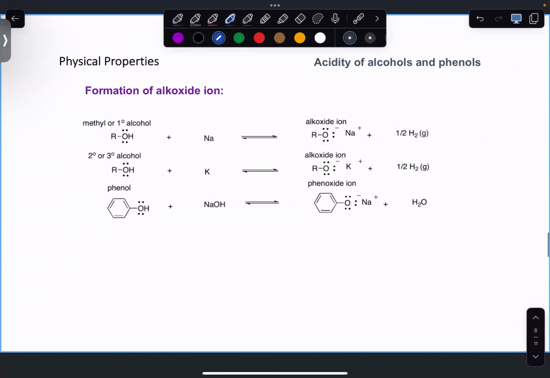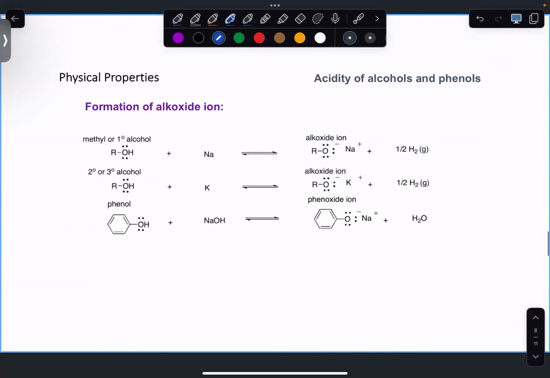The first one, actually, before we do that, let's look at how to do that. I've got a couple methods here. So you can take an alcohol and just add an alkali metal. That will deprotonate. Now notice, with a primary alcohol, you can just use sodium. But notice we cannot use sodium with a tertiary or secondary alcohol.